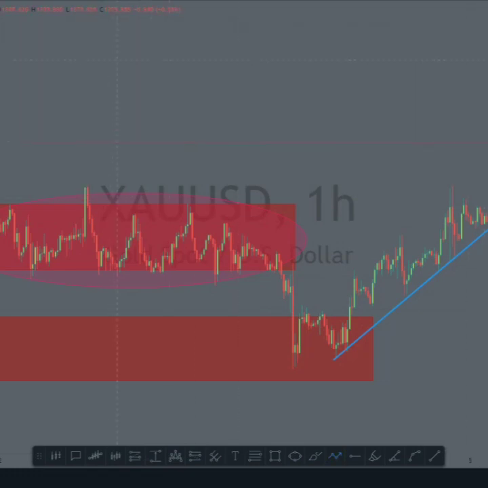My target is on this level, which is 1824.640. This is where I'm going to put my TP for today. It might come to this level maybe tomorrow or the day after. We don't know because we don't control the market. We just predict the market.